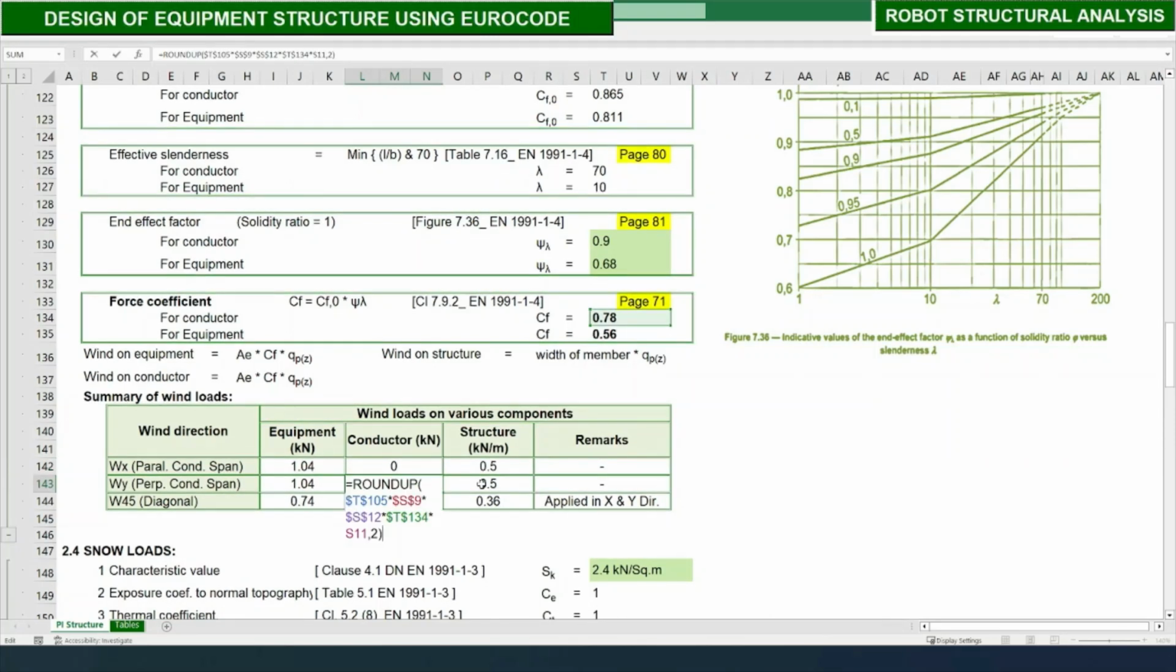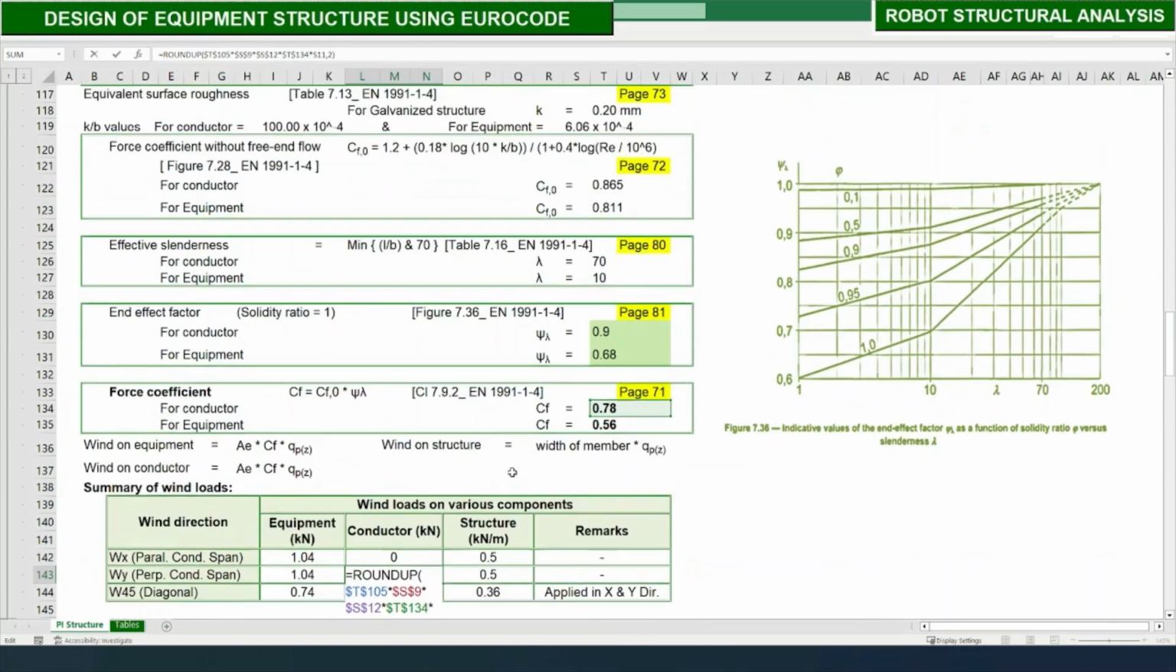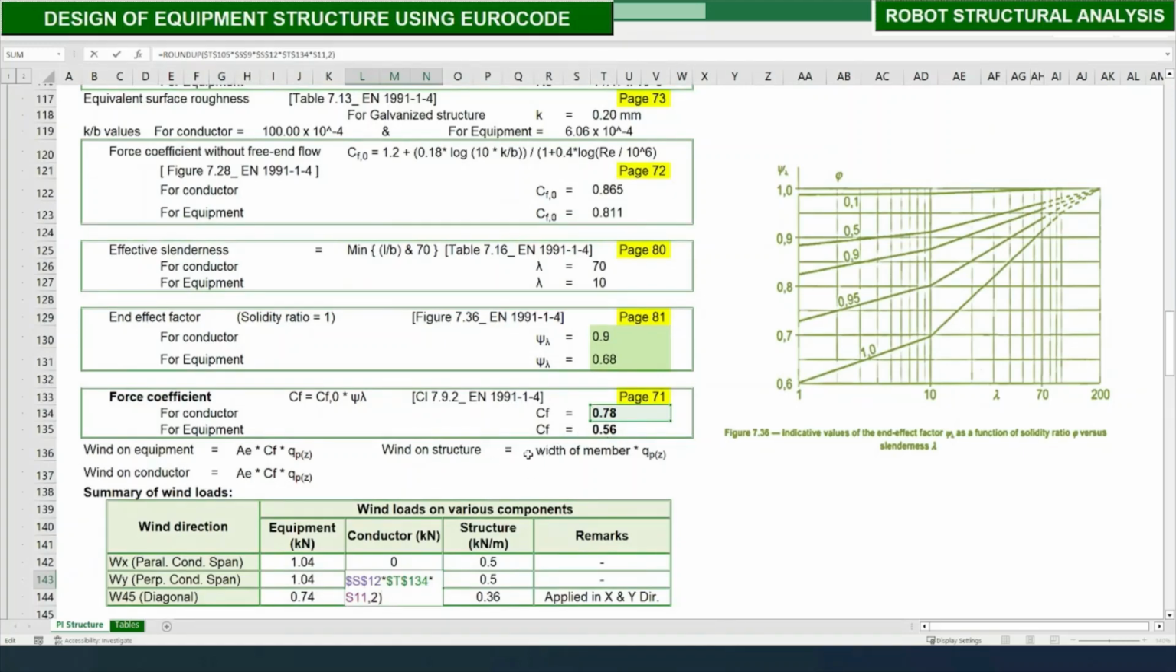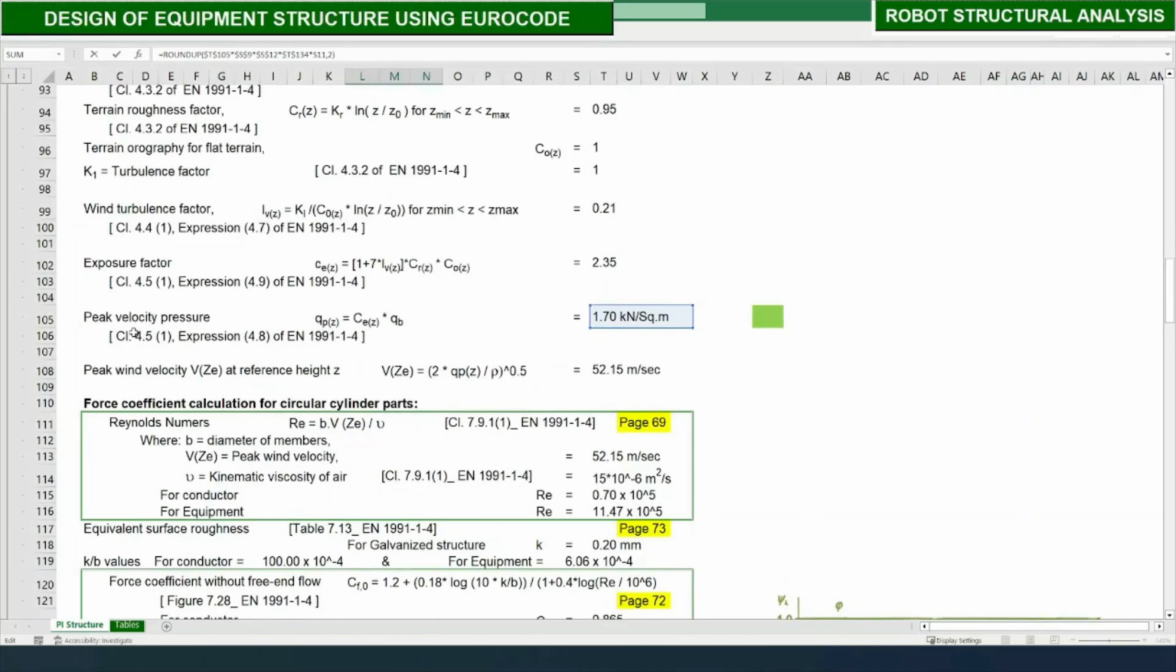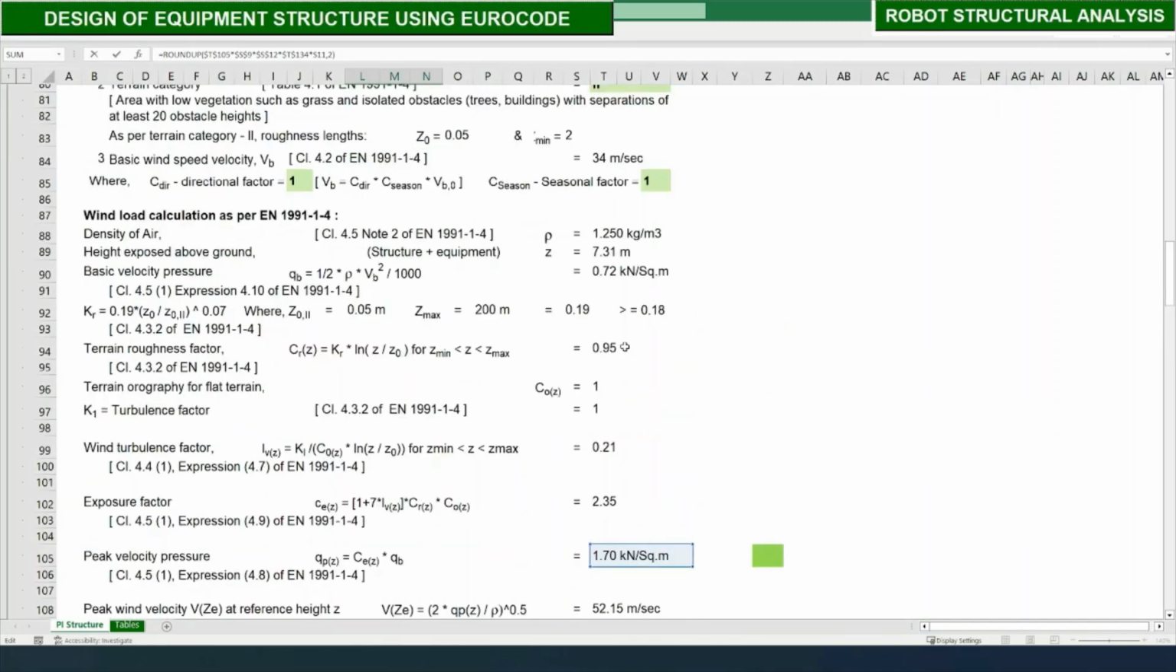Wind on conductor, in the direction perpendicular to the conductor span, is the major impact. So we can consider this wind on conductor in the perpendicular direction. So here again, 0.48 is the force coefficient for conductor which we had calculated, and the peak velocity pressure is 1.7 kN per square meter.